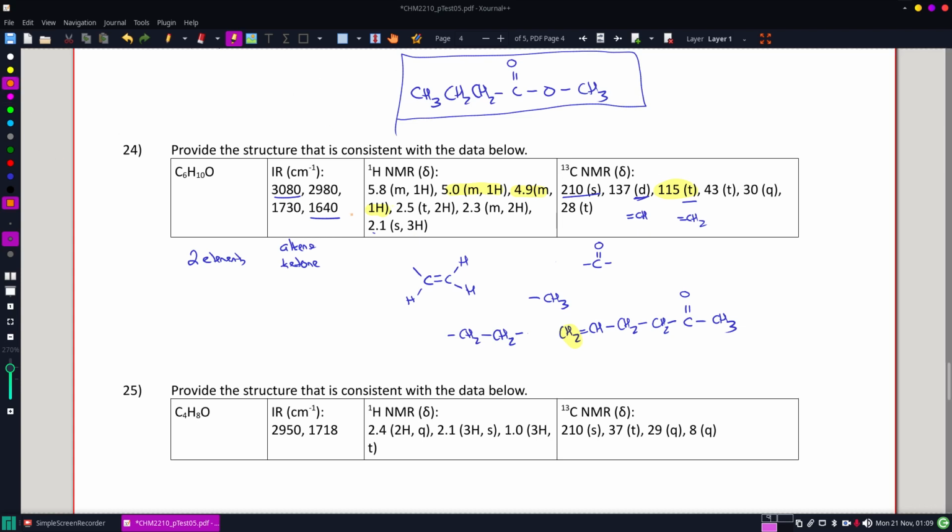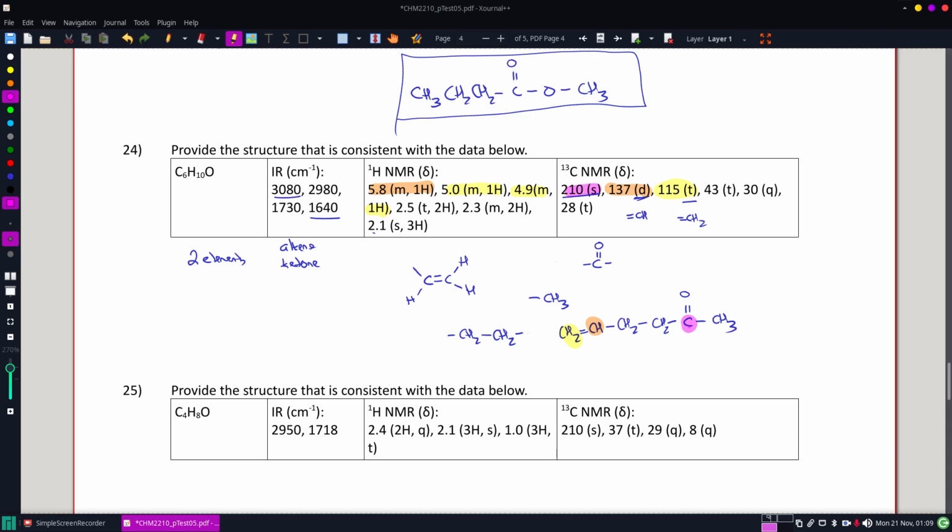Alright. Next one is this guy. It's got to be this doublet, and it's got to be this 5.8. Makes more sense that it would be more deshielded because it's in there. So yeah, I think that's right. I'm going to do my 210 now, get it out of the way.